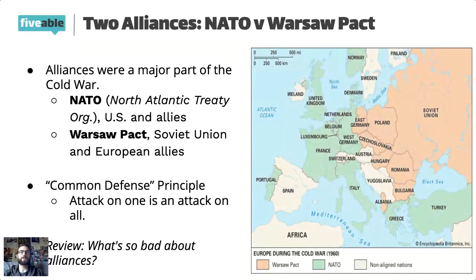Now, what you need to understand about these alliances is they're based on something called the common defense principle. In other words, if you attack one person in the alliance, you attack everybody in the alliance. And so the idea is these are defensive alliances. And so my question is, have we seen something like this before? Like, historically speaking, have we ever seen this?